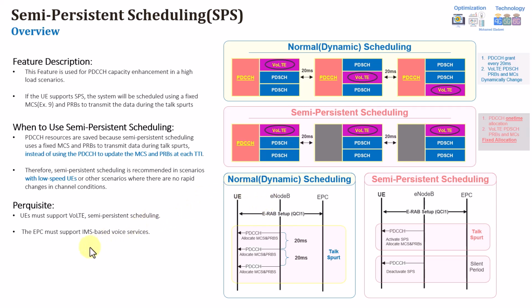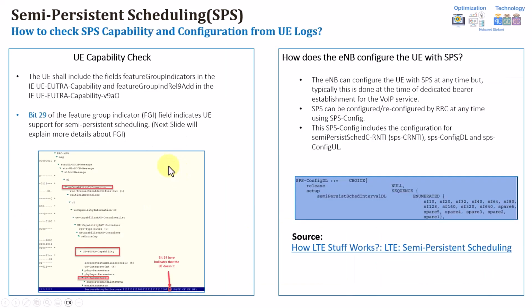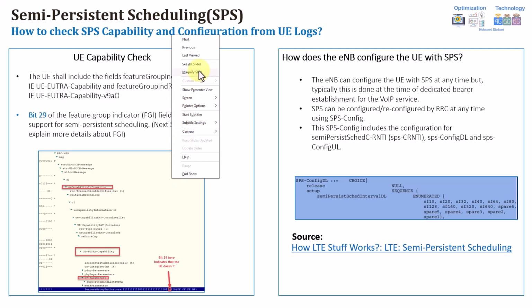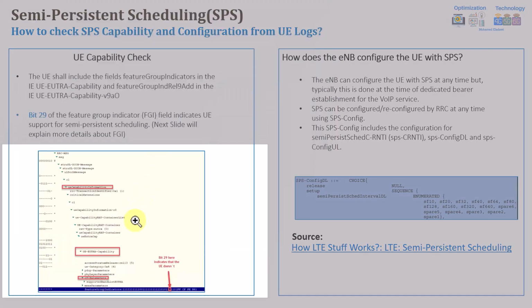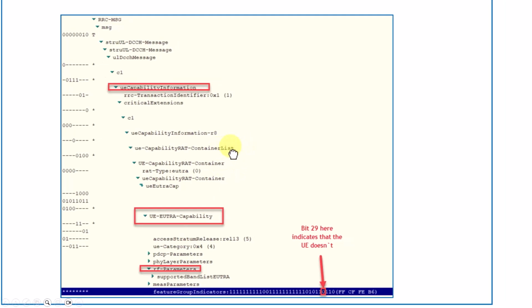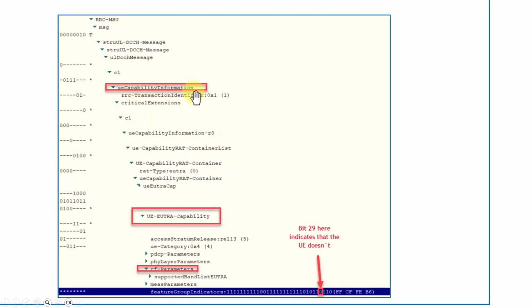Now let's move to the next part about how to check the capability of this feature. As you can see here, this is explaining how you can check the SPS capability, whether the user is supporting semi-persistent scheduling or not. For example, in this figure, this is from the UE capability information message. Like whenever in 4G you have the UE capability information being sent, you'll find under the UE capability information, the UE EUTRA capability, then under RF parameters, you'll find something called FGI or feature group indicators.